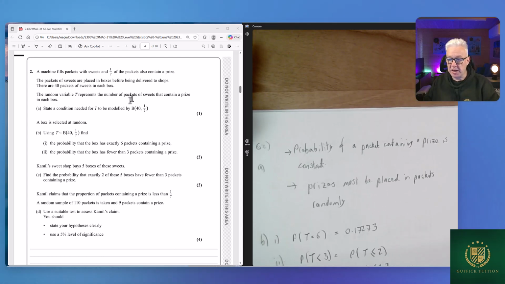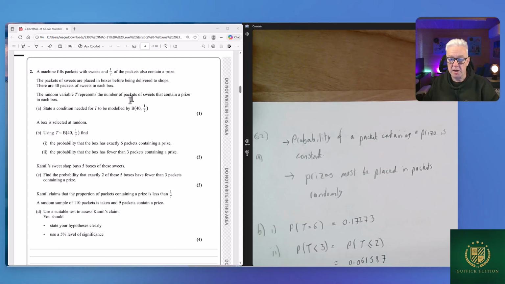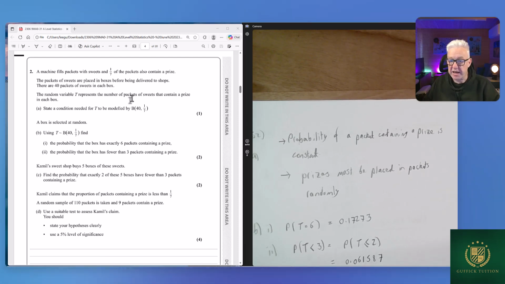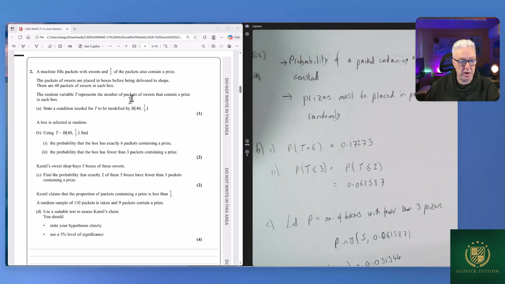Okay, so I think the first thing, there's a couple of options we could have here. We could either have that the probability of a packet containing a prize is constant. So I think that's probably one of the really good ones to go with. I think I would go with that one. Or you can have that the prizes must be placed in the packets randomly. So either one of those two would be an acceptable answer for part A.